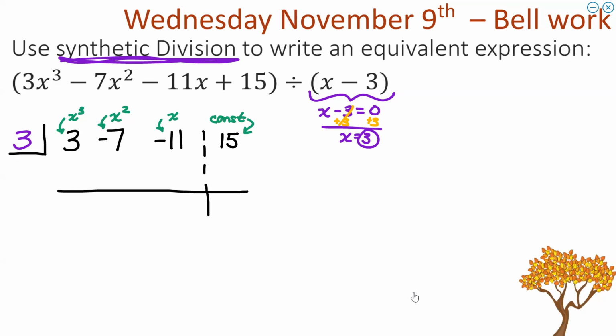Bring down that 3. First number comes straight down. Okay, so I got that number down there. What do I do next? Multiply the 3 that's here. And where do I put the answer? Right underneath that -7. So 3 times 3 gives me 9. That goes underneath the -7, and I'm going to add those together. What do I get when I add those two together?